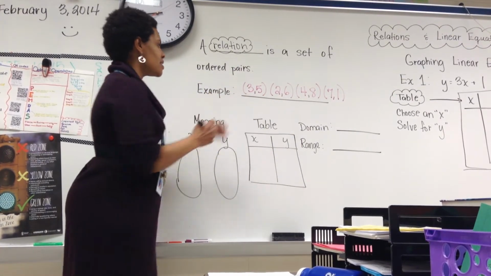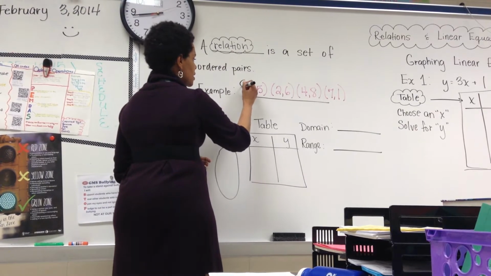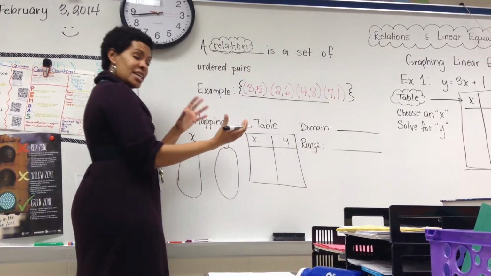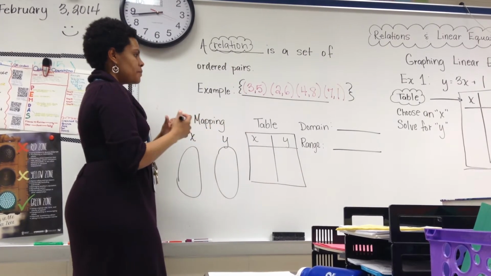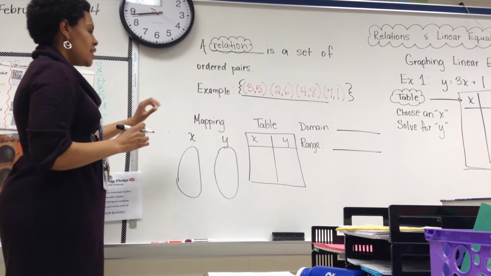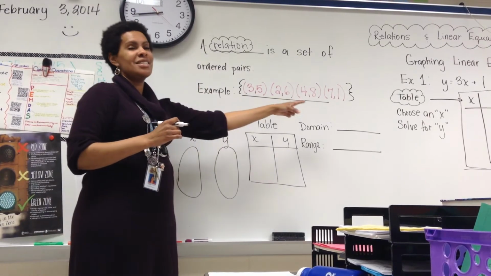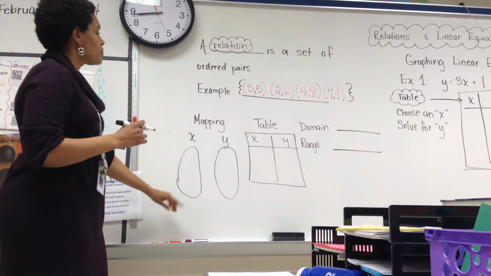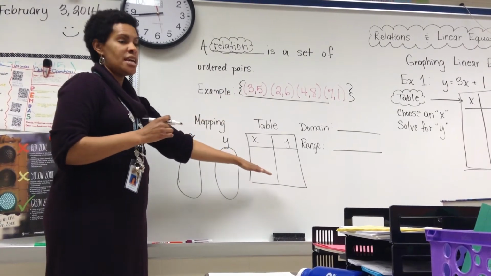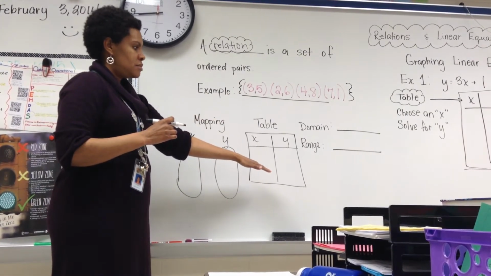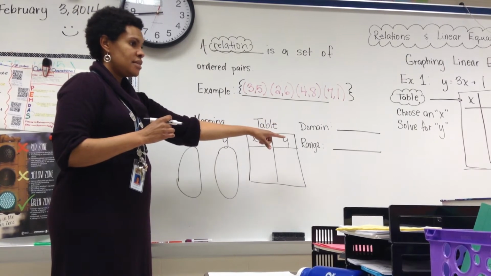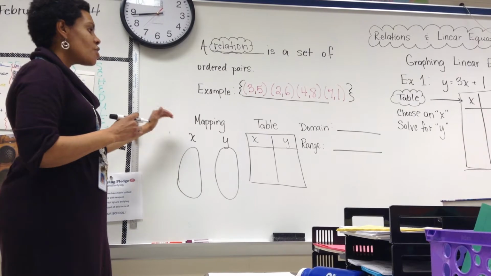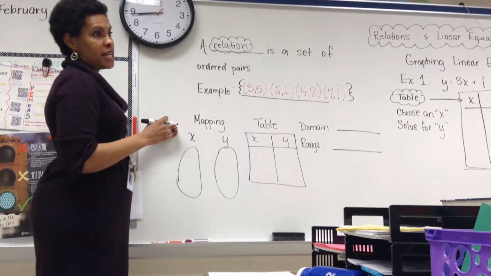So we can take this list of ordered pairs. Let me be completely accurate and put brackets to show that it is a set. Please do that as well. And I can show this exact same information with a mapping, the same information in a table, and I can list the domain as well as the range. There are some rules, though, for the mapping.